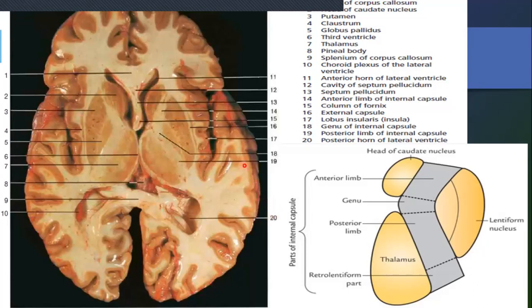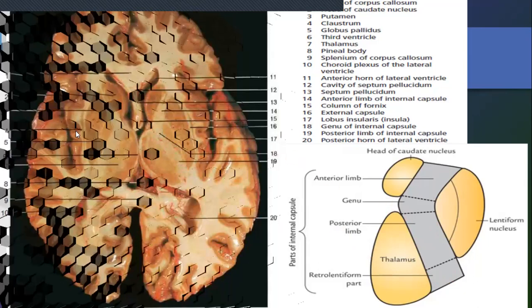Then the internal capsule has parts as shown here. There's an anterior limb, this one. It has a genu, this one here. It has a posterior limb, this area here. Then it has a retrolentiform part, this part here. Then it also has another part known as sublentiform, which is found beneath the lentiform nucleus. It is below, so it is not visible here. Okay, those are the parts of the internal capsule.